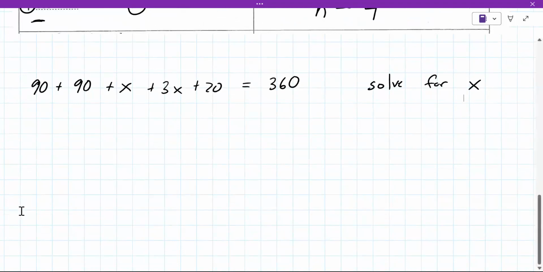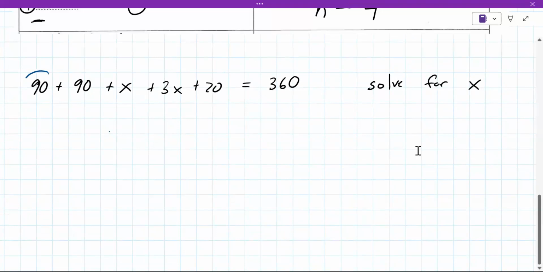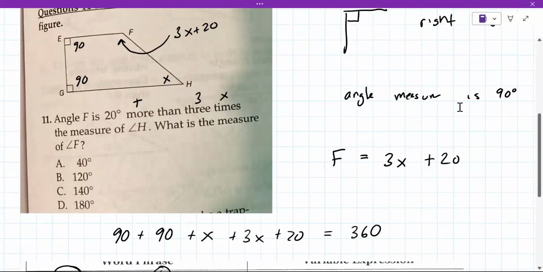So on the left here, we can combine the numbers. Yeah, there's a 90, a 90, and a 20. How do we know that one of them is 20? It's the 20 more than 3 times. Like that whole angle is 20 more than 3 times x. You have to multiply x by 3 and then add 20. Like that's given in the problem. I'm not making that up.